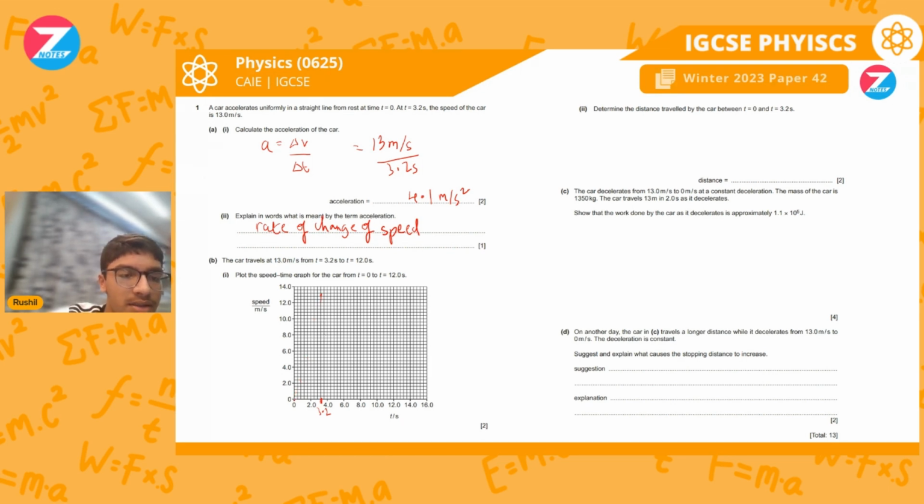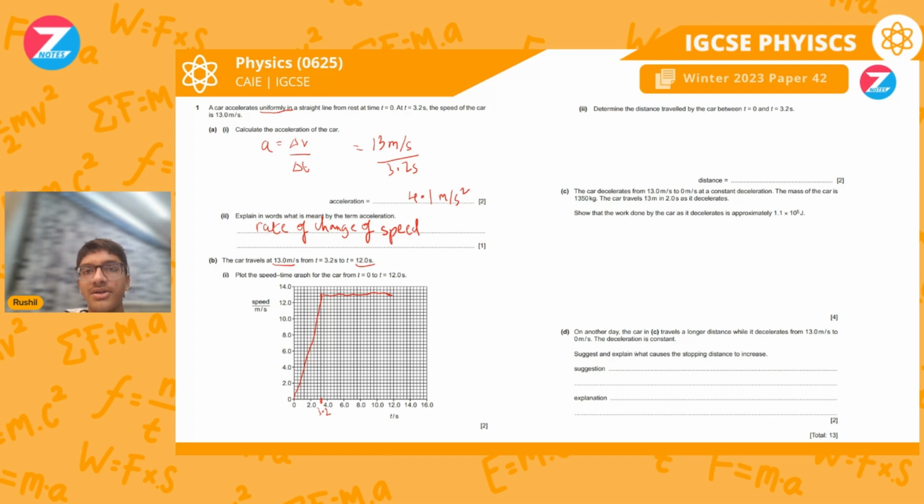and it has to be a straight line because it mentions that the car accelerates uniformly. And then, as we noticed, it says that the car now travels at 13 meters per second till t equal to 12 seconds. So until here, which is t equal to 12 seconds, we just have to draw a horizontal line because the speed was constant. So this is approximately how the graph should look.